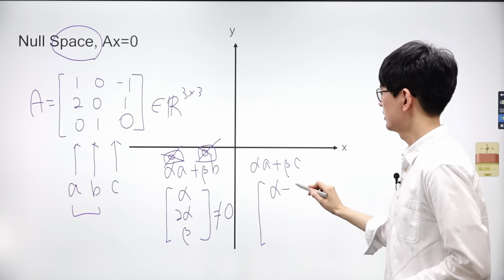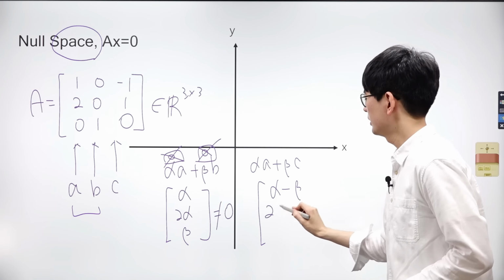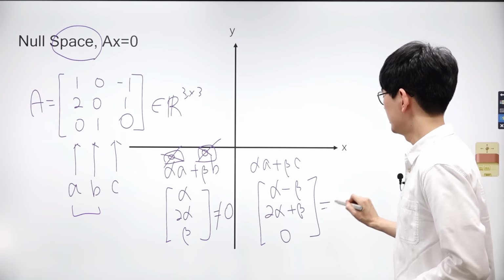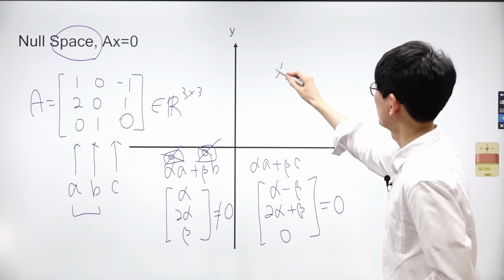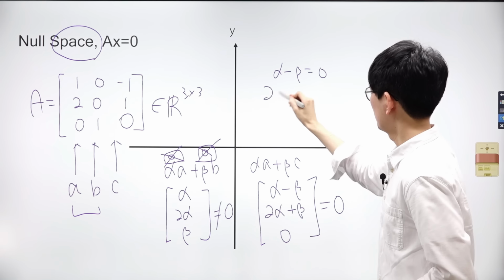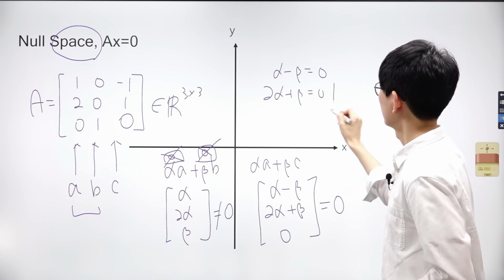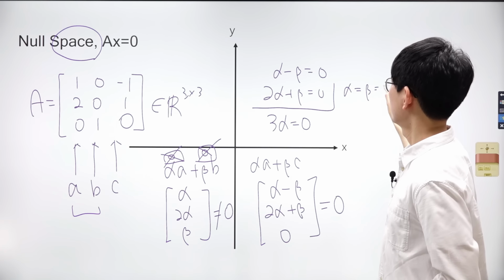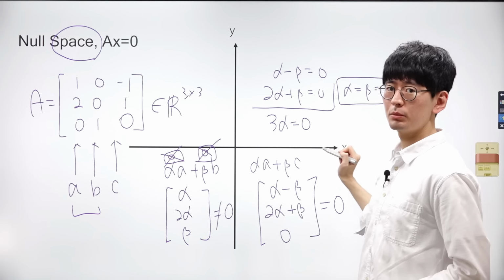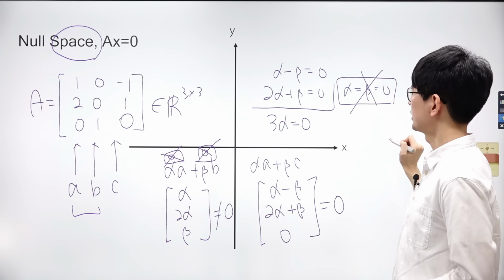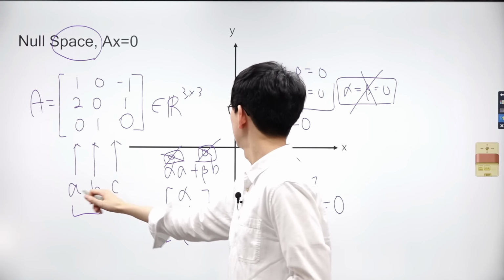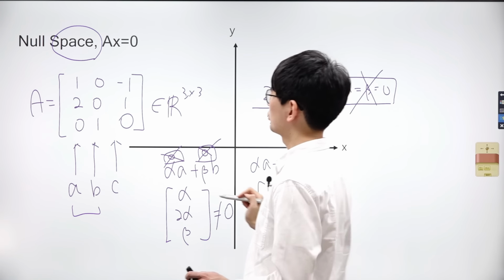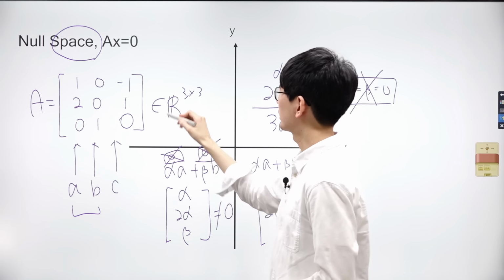When we combine vectors A and C, we get alpha minus beta, 2-alpha plus beta, and 0. Is there a way to make this combination equal to 0? Well, setting alpha minus beta and 2-alpha plus beta equal to 0 gives us 3-alpha equals 0 when we add the equations together. This means that both alpha and beta must be 0. Consequently, 0 and 0 is the only combination of alpha and beta that results in a linear combination of 0, confirming the linear independence of vectors A and C.